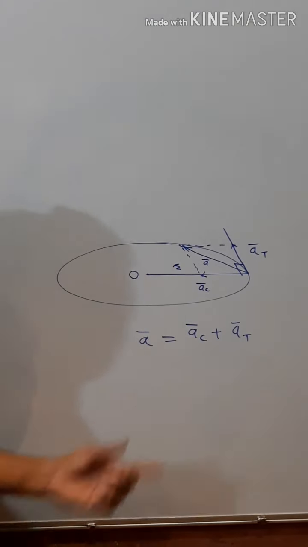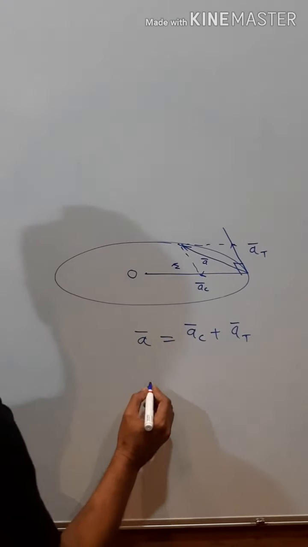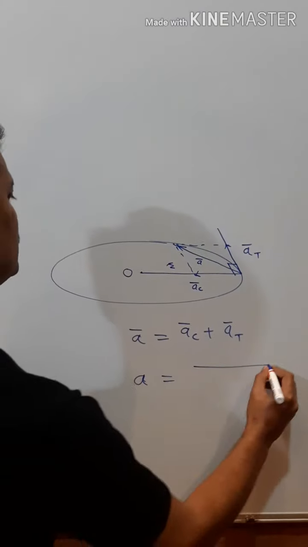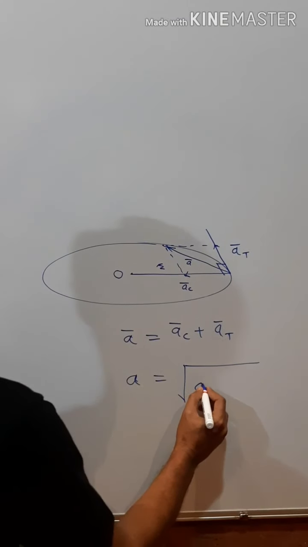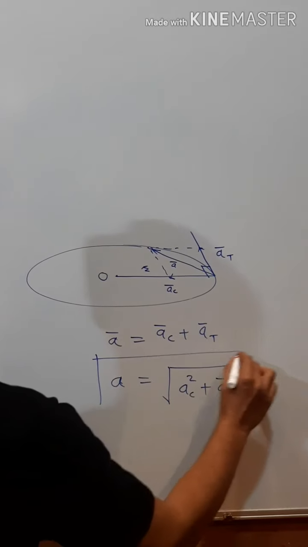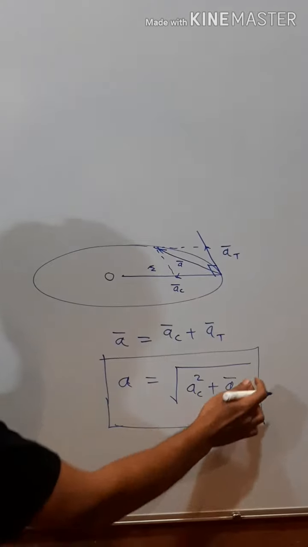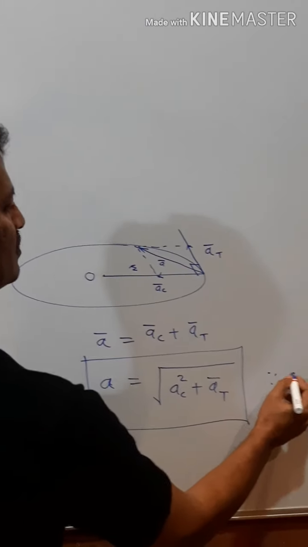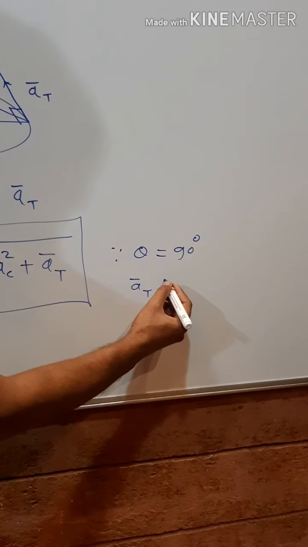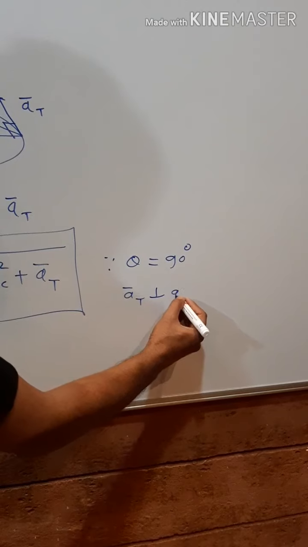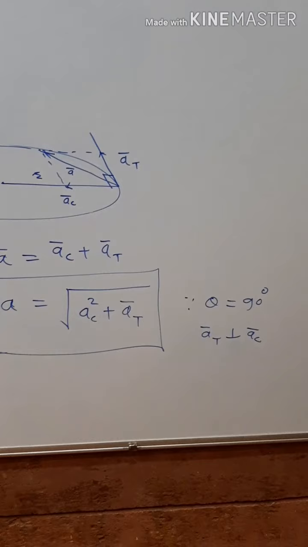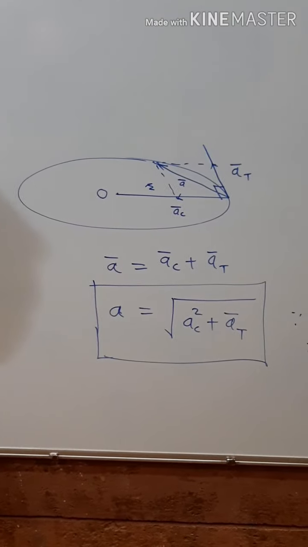For the numerical point of view, the magnitude of the resultant acceleration is important, and it is given by A is equal to square root of AC square plus AT square. The other terms are absent because the angle between them is 90 degrees and AT bar is perpendicular to AC bar, and therefore other terms are absent in this square root.